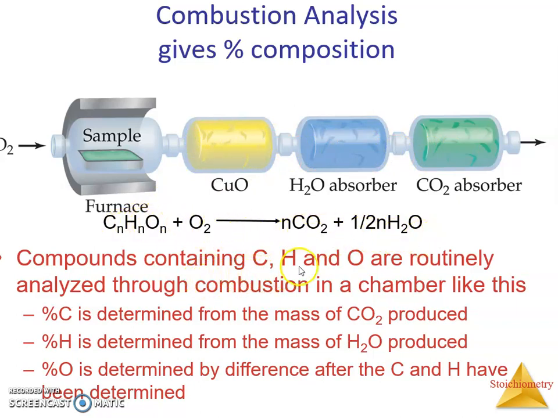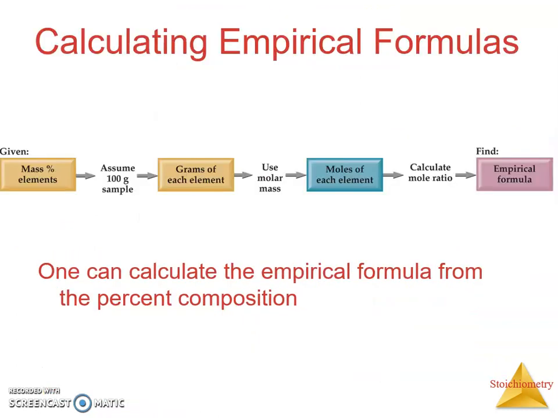So compounds containing carbon, hydrogen, and oxygen are routinely analyzed through combustion in a chamber like this. So one can calculate the empirical formula from the percentage compositions.